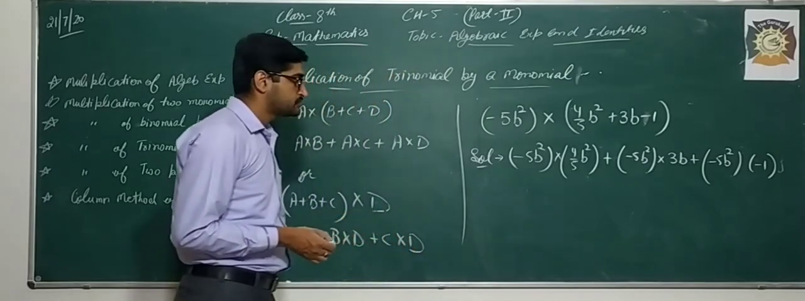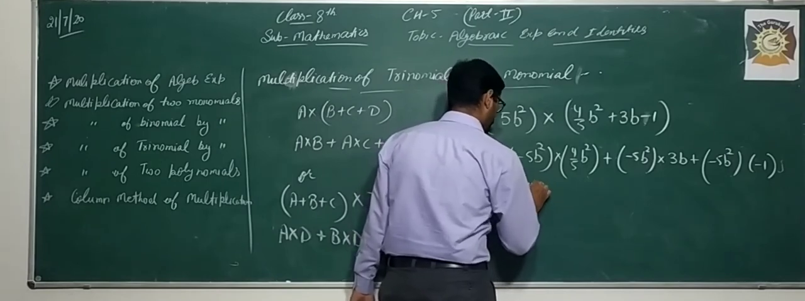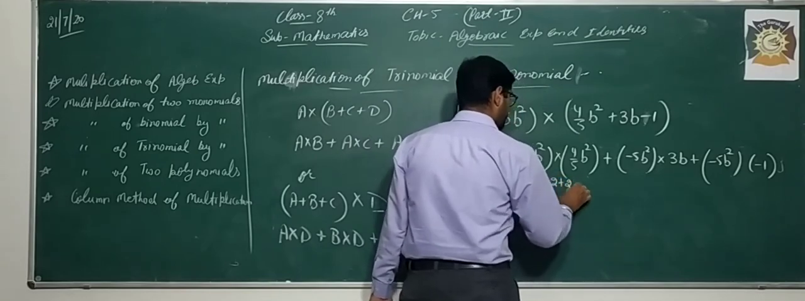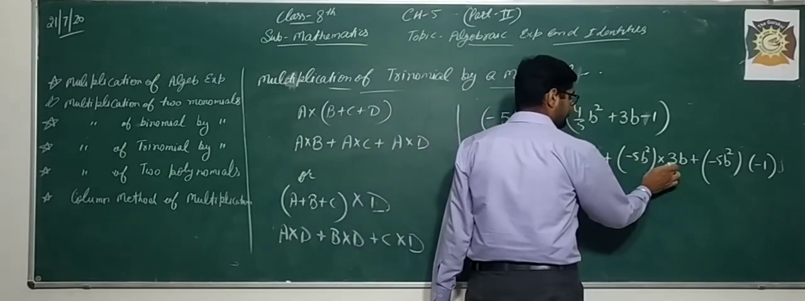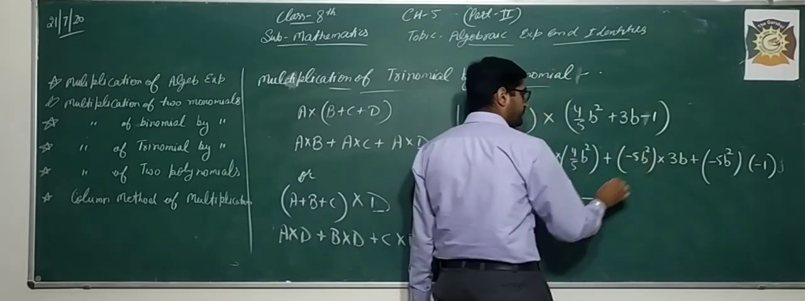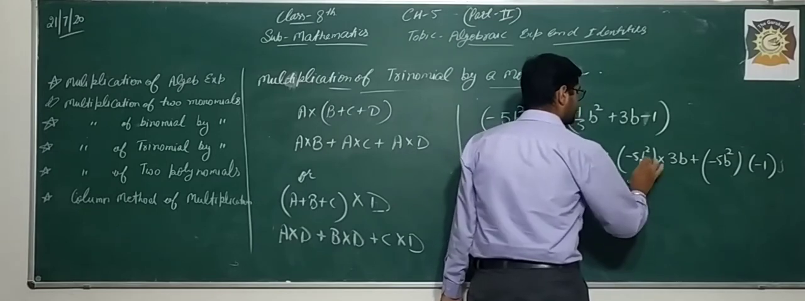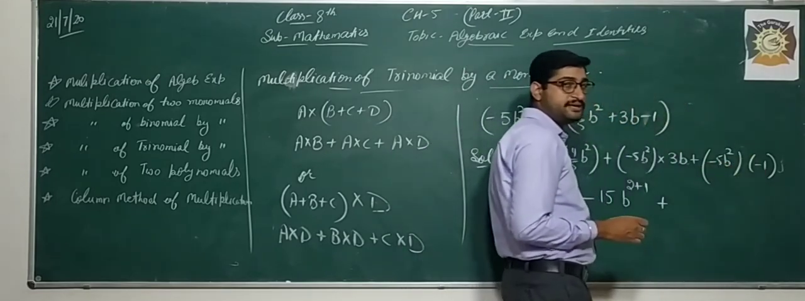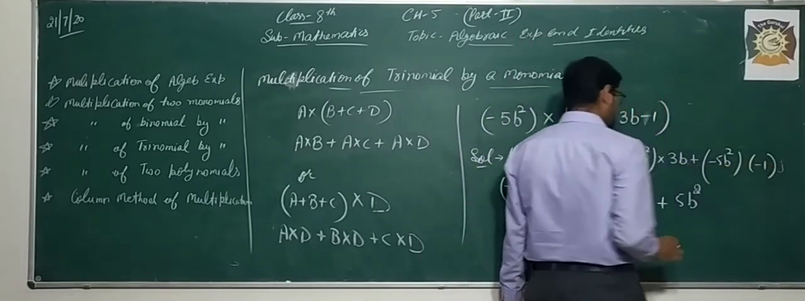Okay? So when we multiply these terms, we will write it as minus 5 into 4 by 5 and b power 2 plus 2. This is 2 plus 2. Here, this term is plus and this term is minus. So these are unlike, so the answer will be negative. So 5 into 3, this is 15 b power 2 plus 1. Okay, plus, minus and minus will be plus, and when we multiply 5b square with 1, this is 5b square.